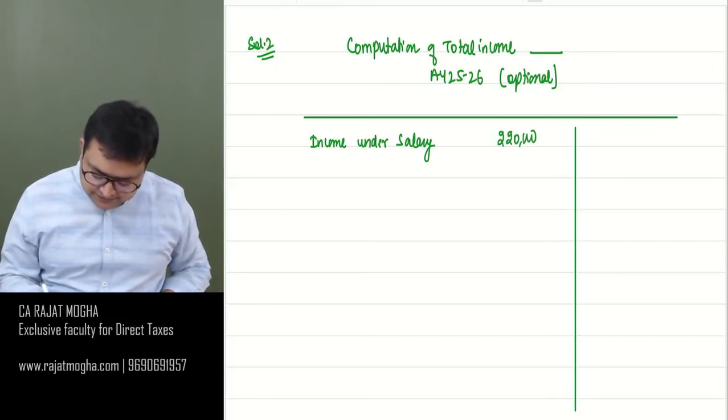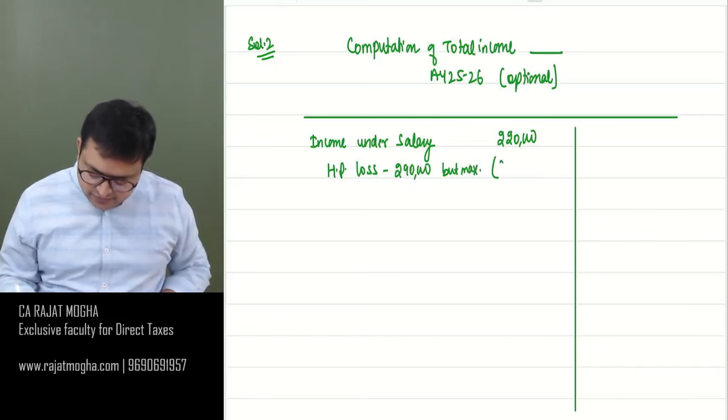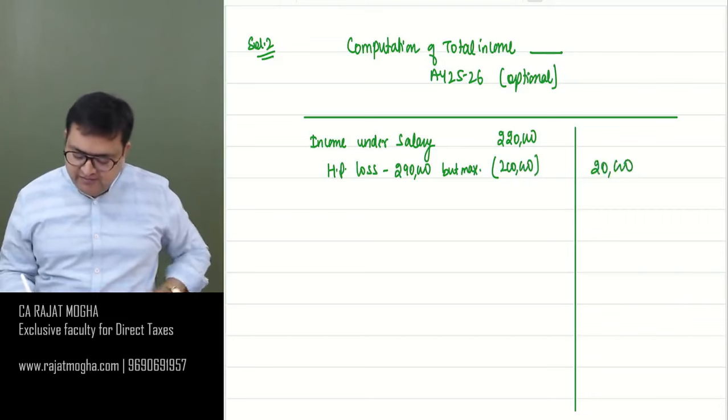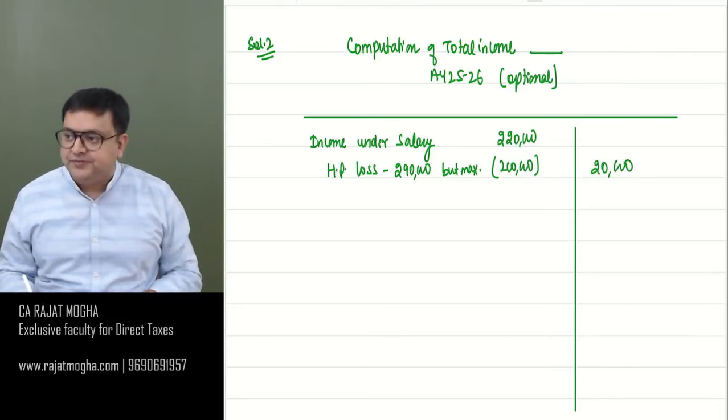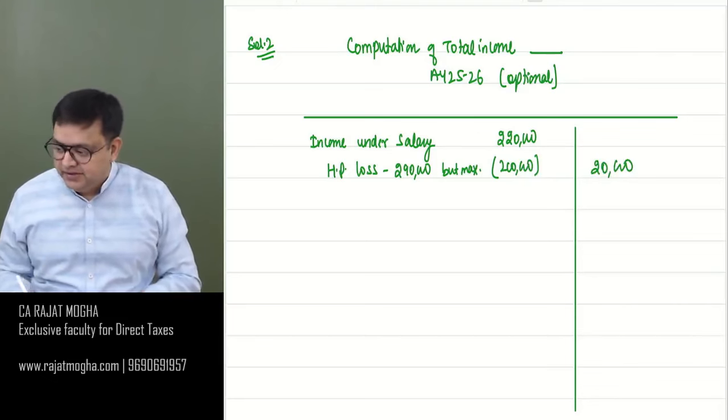And we know house property loss will be set off. House property loss is 2,90,000, but maximum 2 lakh will be set off from here. So I will be left with 20,000. Correct?